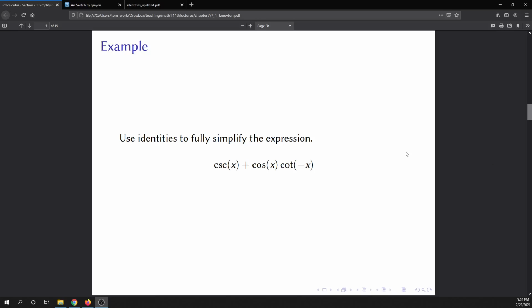All right, in this video, we are going to work through the following problem. The instructions say use identities to fully simplify the expression. The expression that we have is cosecant of x plus cosine of x times the cotangent of the opposite of x.